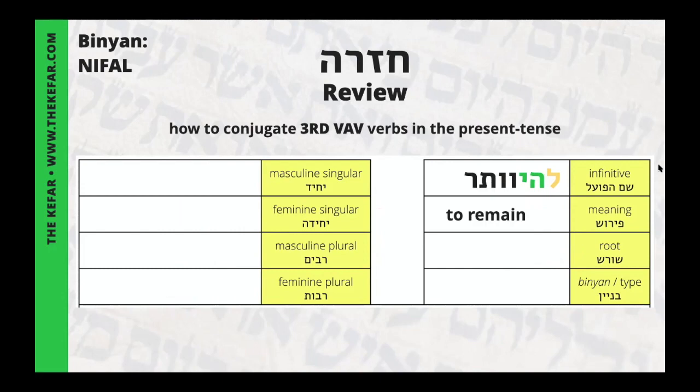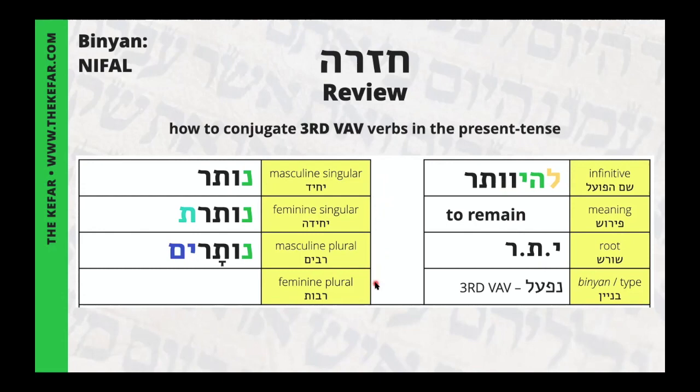The next verb was lehivater, which is to remain or to be left. Get rid of the first three letters, change the vav into a yod, and here we have our shoresh. And we see again that the third syllable starts with vav. So our masculine singular is notar, feminine singular, noteret, masculine plural, notarim, and feminine plural, notarot. Notar, noteret, notarim, and notarot.